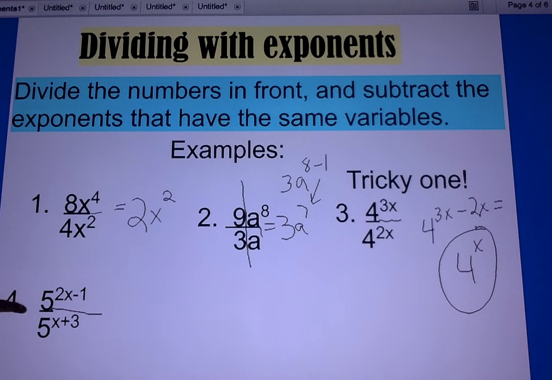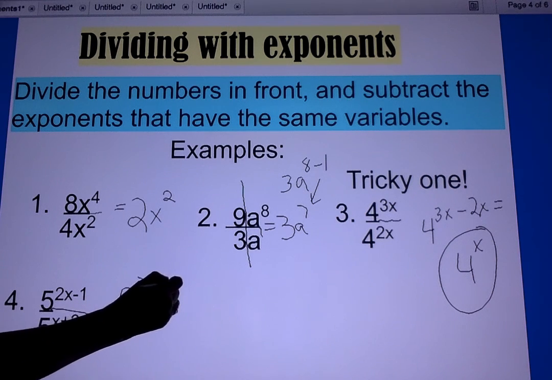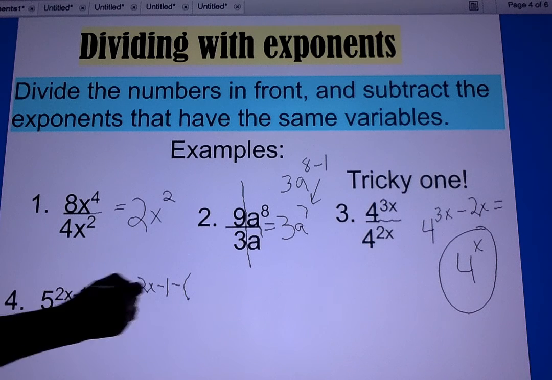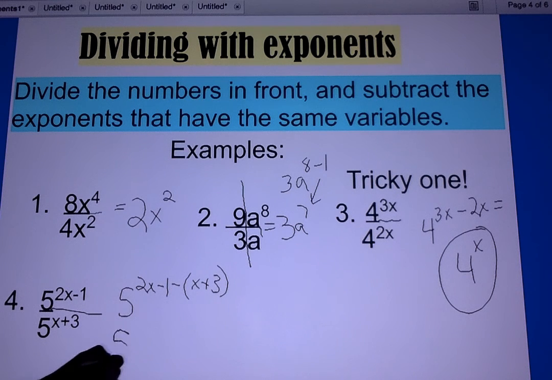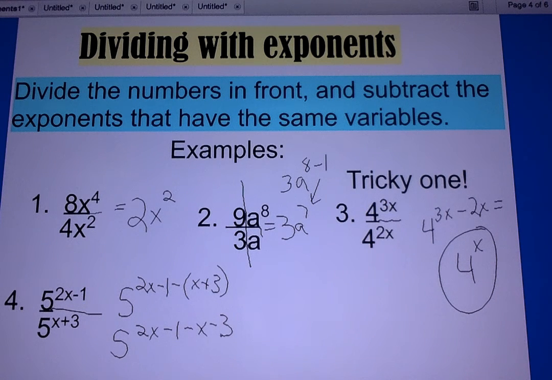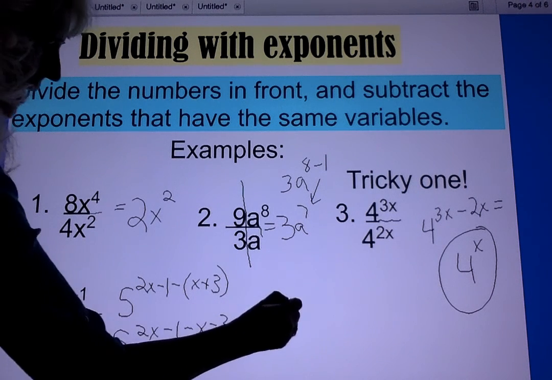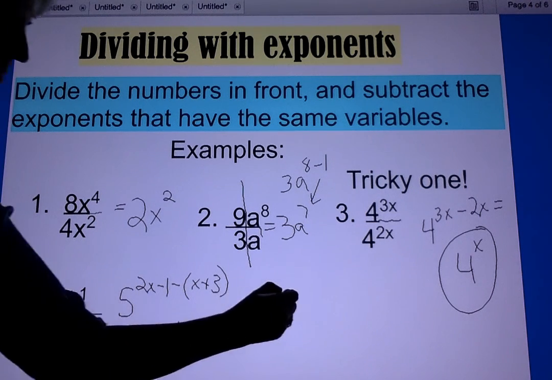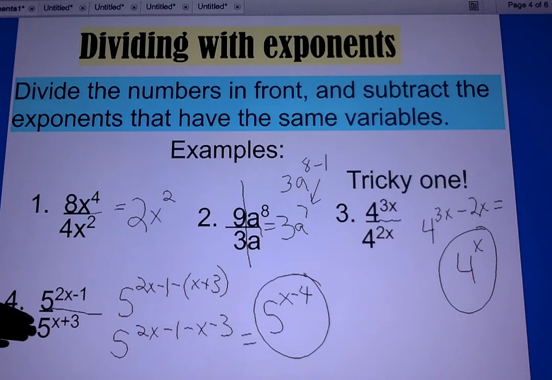Okay, now this is even trickier with more distance here. So we go 5 to the 2x minus 1 minus, I have to minus everything down here, x plus 3. Okay, so then I get 5 to the 2x minus 1 minus x minus 3. Okay, and then I combine like terms, and that equals 5. 2x minus x is x, and then minus 1 minus 3 is minus 4. So we're following the concept of if it's division, we subtract the exponents when you have the same base.